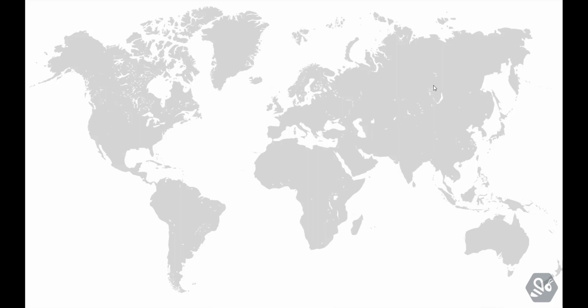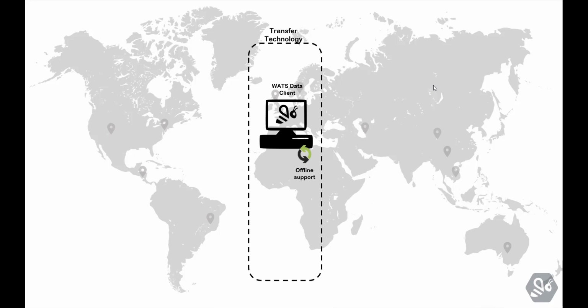So a little picture of the globe. We install this WATS data client on the different sites that you may have. The WATS data client is a little software that runs on your test machine or a central machine connected to the internet, and it's responsible for sending data from the test station to the WATS server. It has built-in offline support and will handle all of these housekeeping functions if the network goes down or if there are any issues.